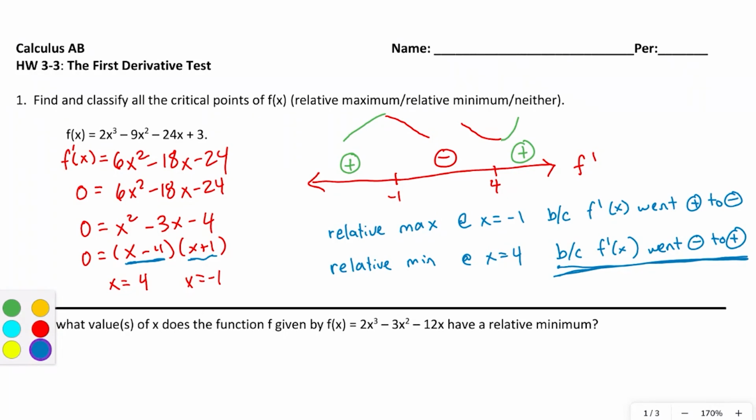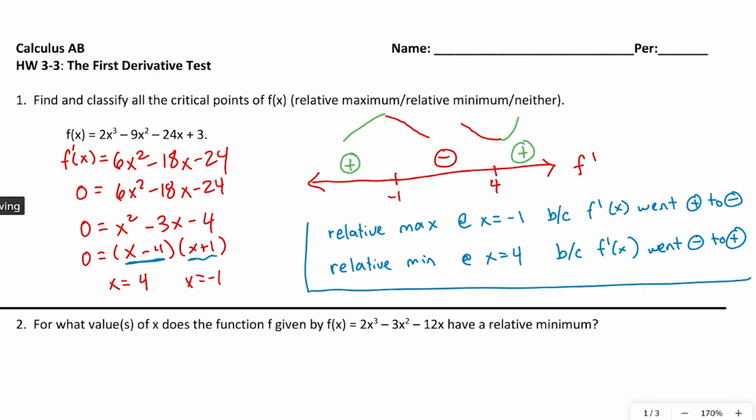So that's how we use the first derivative test. It gives us information about f of x using the first derivative. That's why it's called the first derivative test. So these are our answers. There's really nothing more to it here. We found all the relative extrema.